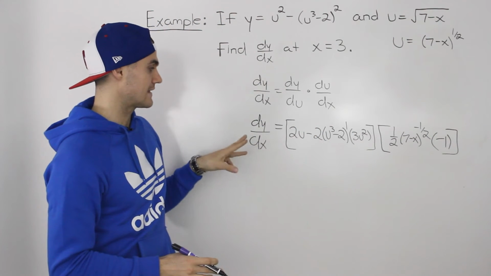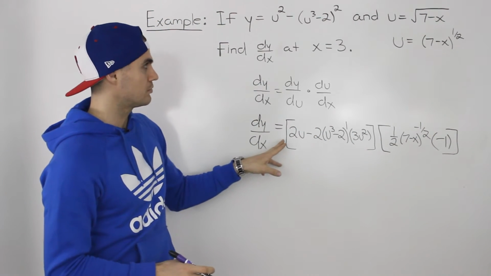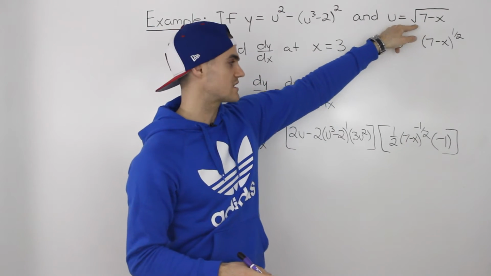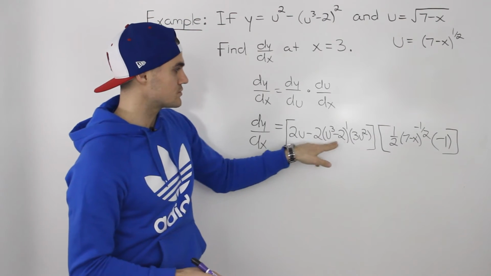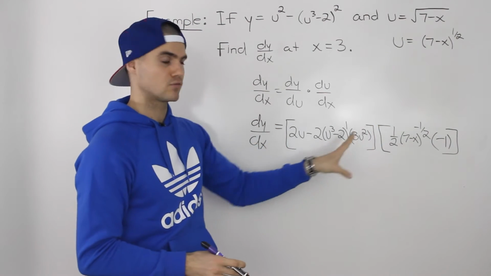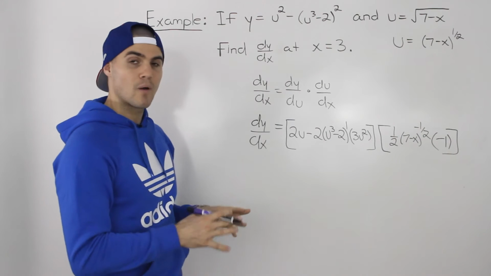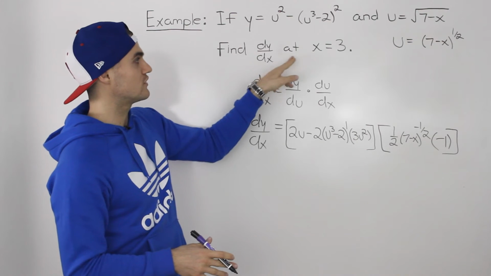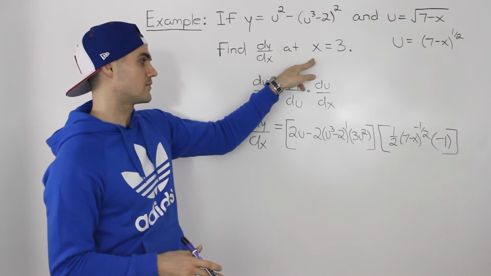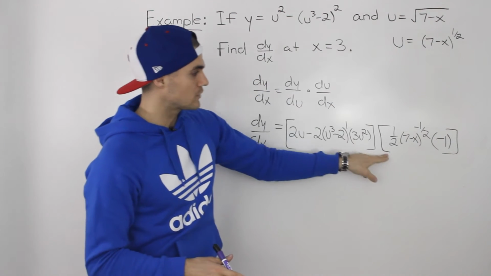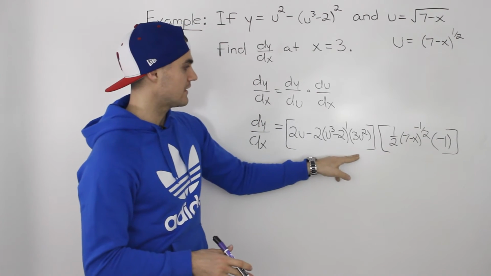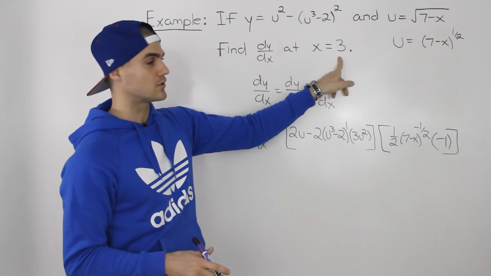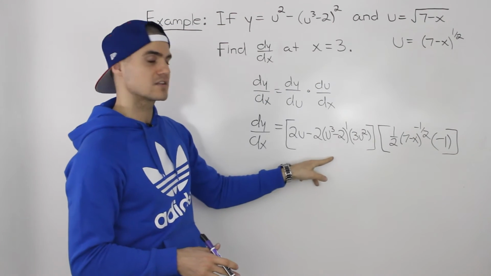So if we were doing that in this case, we would plug in that expression of u, which is in terms of x, the square root of 7 minus x, into all the u's here. And then our derivative would be all in terms of x. However, in this specific question, because we're finding the value of the derivative at a specific x value, we can plug in that x value in this bracket, but then for this bracket, we can just find what the u value is when the x value is equal to 3, and then plug in that u value into this bracket.